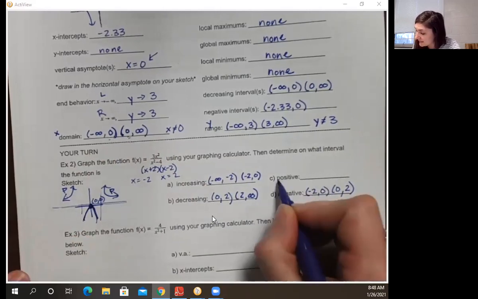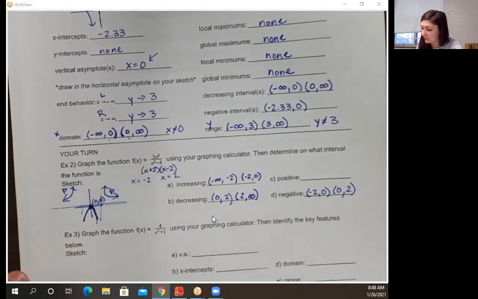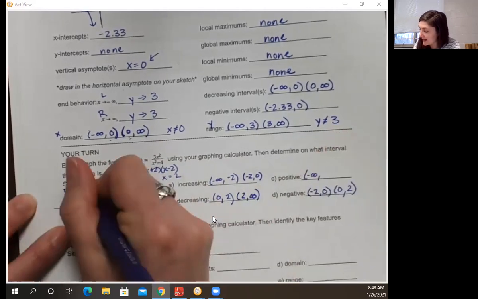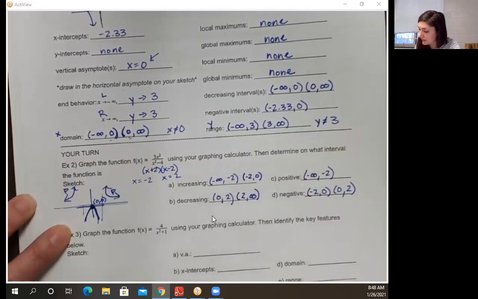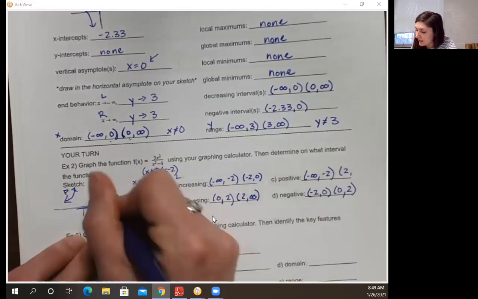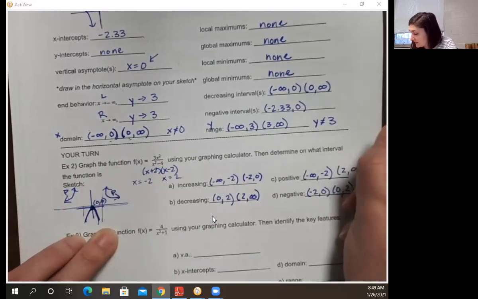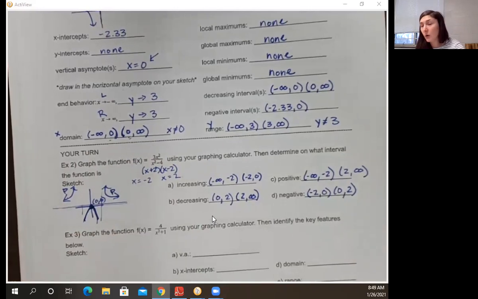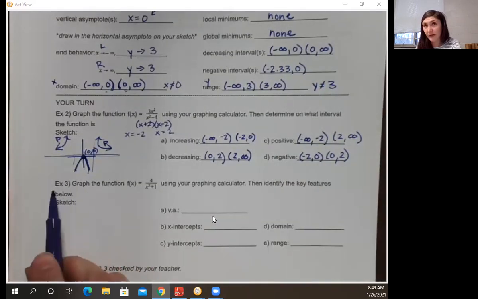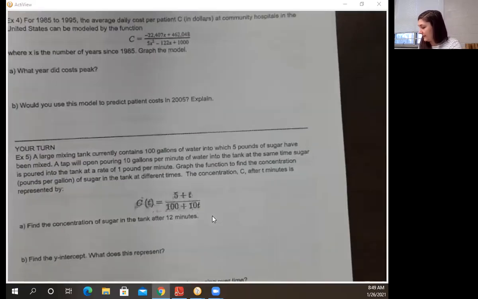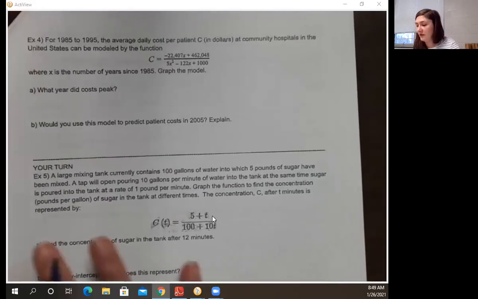Our positive sections of our graph, our positive intervals, would be from when x is -infinity until that asymptote at -2. And then this other section here from that asymptote at +2 until forever, until positive infinity. I want you to go ahead and pause your video and try example 3. I'm going to move on to one final example to look at together on page 33, example 4.